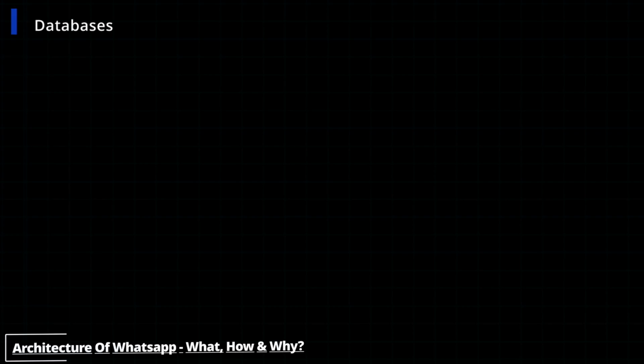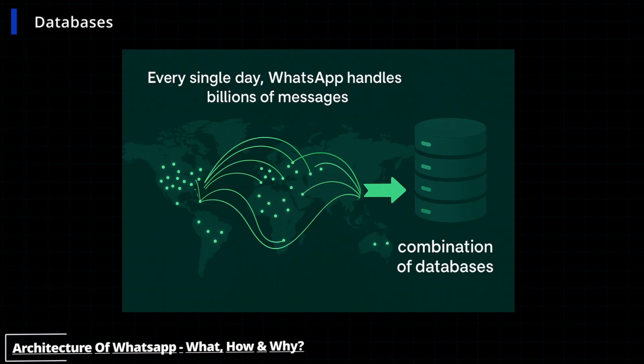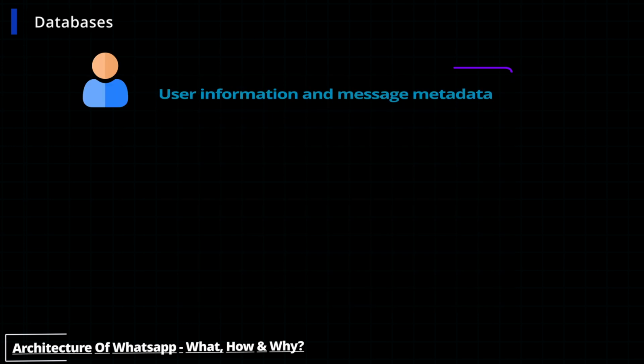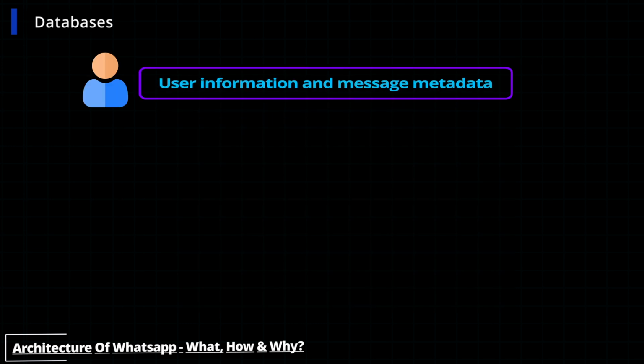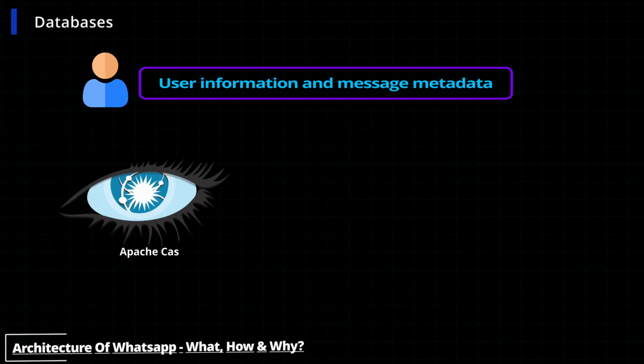Now, let's talk about the heart of the WhatsApp system, its databases. Think about it. Every single day, WhatsApp handles billions of messages, photos, and videos flying around the world. That's a huge amount of data. And to keep everything running smoothly, WhatsApp uses not one, but a combination of databases, each designed for a specific job. User information and message metadata, like who you are chatting with, message timestamp, and delivery or read status, are stored in powerful distributed databases such as Cassandra or HBase.